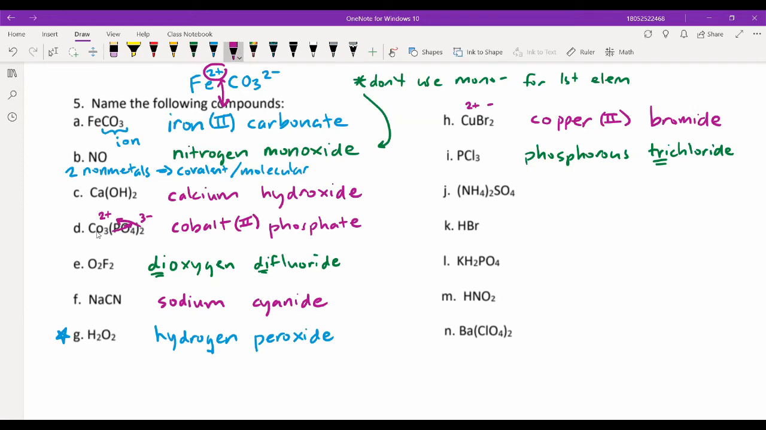(NH4)2SO4. So these are 2 ions. So again, polyatomic ions, you want to recognize those. Therefore, it's ionic. And the first ion is ammonium. Second ion is sulfate. Right, so for ionic compounds, we never use prefixes. So this is not diammonium sulfate. It's just the name of the first ion, ammonium, the name of the second ion, sulfate.